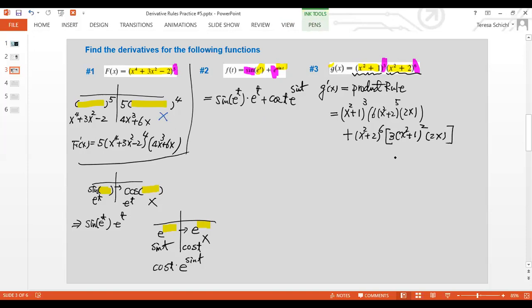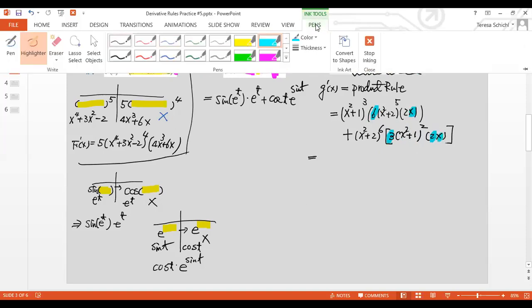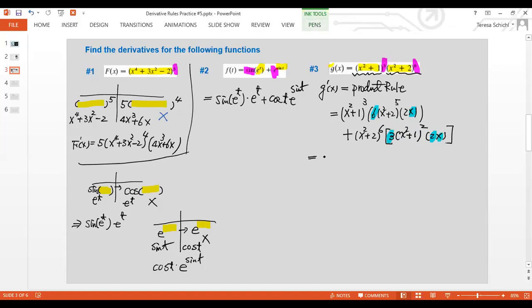All right, so let's see here. Is there anything we can simplify? Yeah, we can simplify a little bit. Let's look at the common terms. We have 6, since 3 times 2 is 6. We have x, and then we have the other terms here. So we can say this is 6x, right? So I have x squared plus 1 to the 2nd times x squared plus 2 to the 5th.